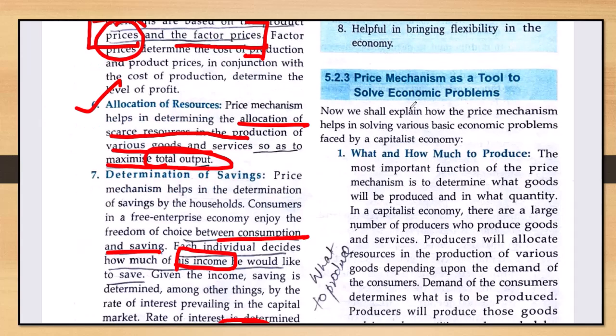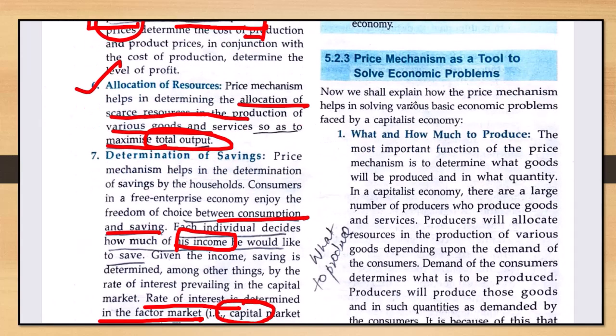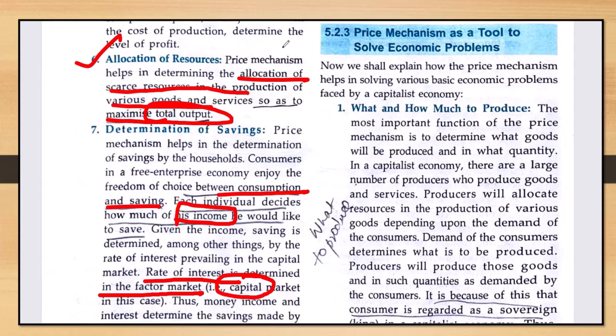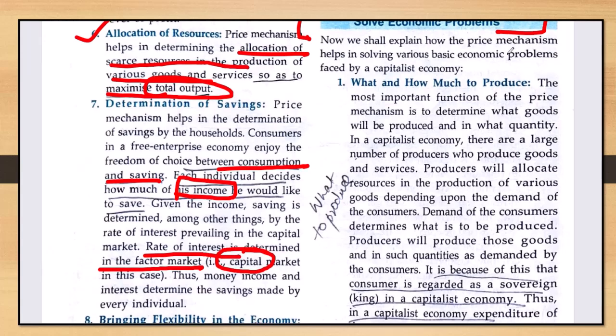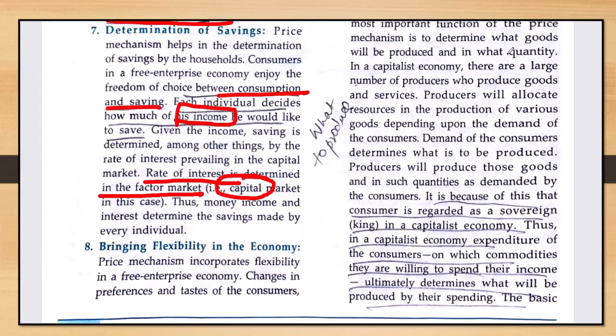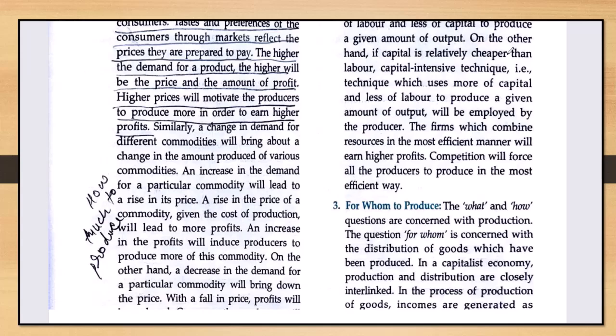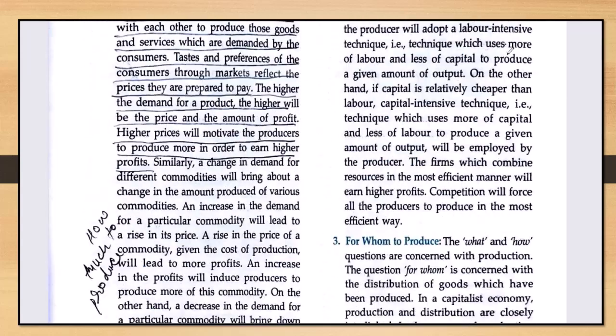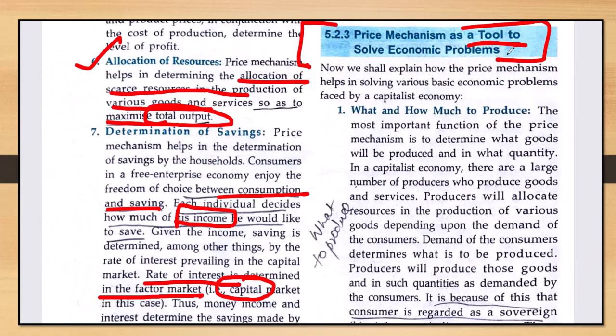Now let's see how this price mechanism in a capitalistic market becomes a tool to solve the economic problem. So the next topic is price mechanism as a tool to solve economic problems. How can we solve the economic problems? And what were the economic problems? The three main economic problems, do you remember? Yes. First was what and how much to produce. Second was for whom to produce. And third is how to produce. Okay, now let's begin with the first one.